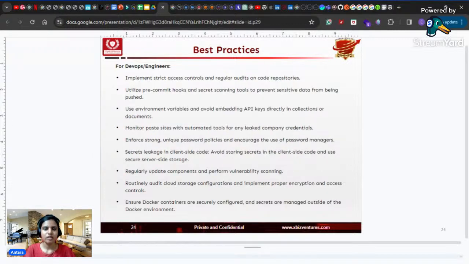And here are some best practices on the DevOps side. Implement strict access control, and follow regular audits to ensure the code repositories are in line with your company policy. Then utilize pre-commit hooks to ensure that none of the changes made by any of the users are being directly exposed somewhere outside your network.